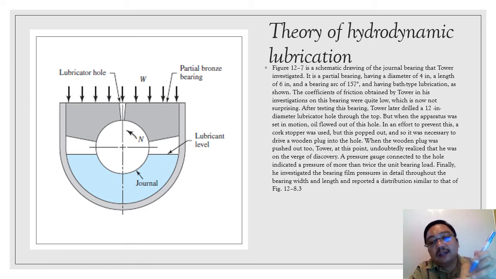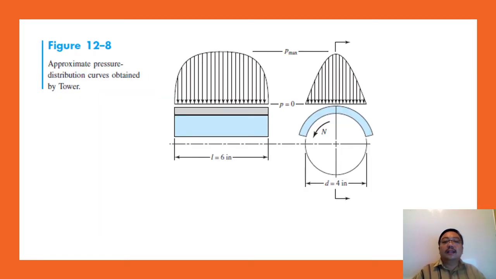He put a corkscrew, it flew away. He put a wooden plug, it flew away. Because the pressure was so high, whatever he put on that would fly away. So he found out that this is a recent discovery. The explanation about this is like this.